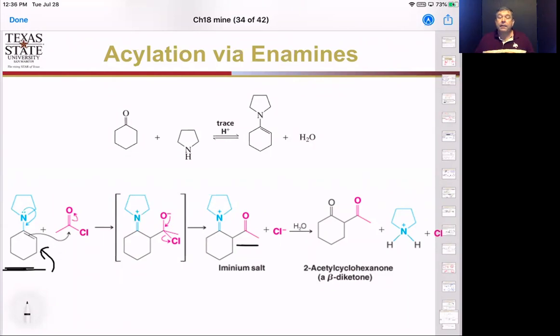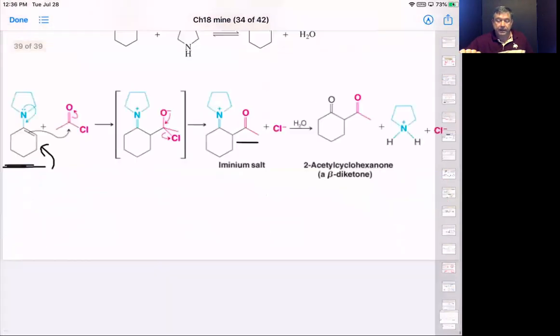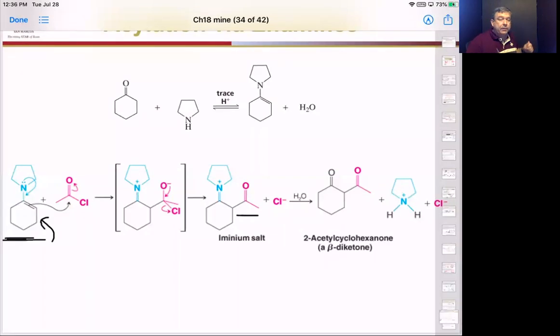Okay. And unlike if you had formed it with a base in a regular enolate formation, you'll only get monosubstitution. Okay, and that is the last slide for chapter 18.